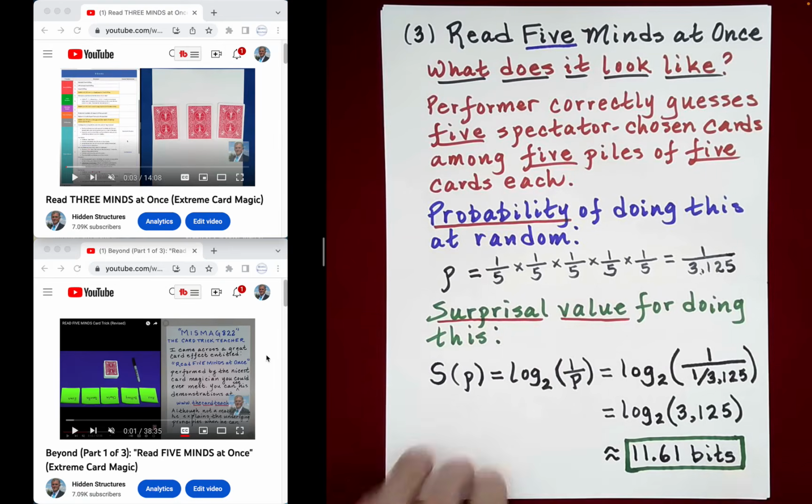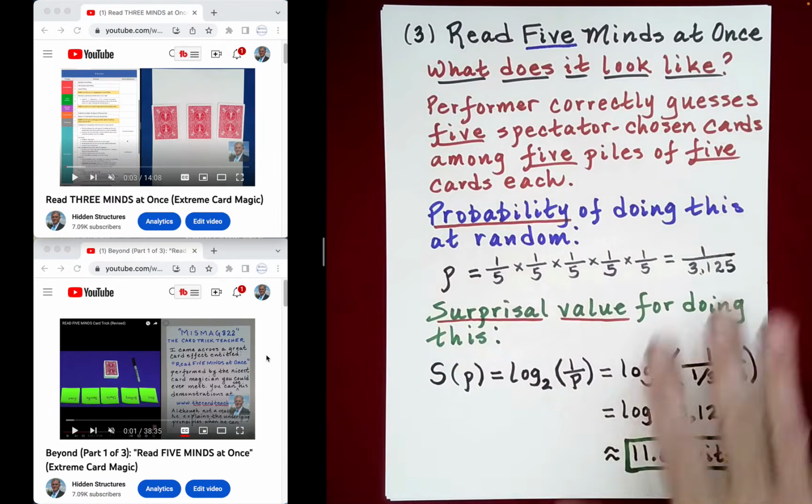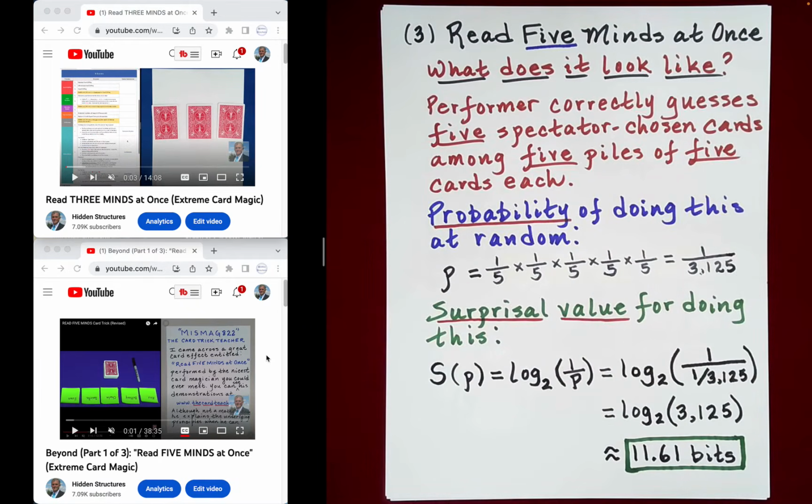12 bits of surprisal. Now, fairly recently, I performed this exact routine for one of my math classes, and I wish all of you were there to see and hear their reactions when I went through and nailed every single selection from each of those 5 piles. In fact, I remember hearing at least 2 gasps, like, what the heck? And of course it was followed with, you've got to show us how that was done.